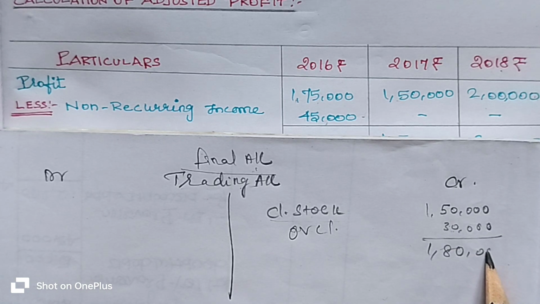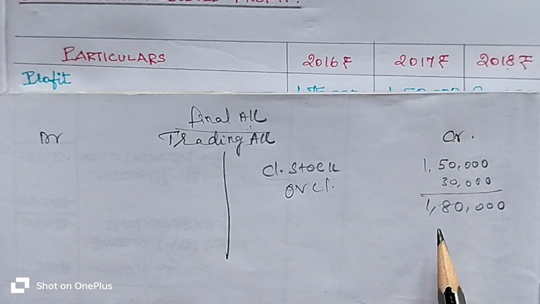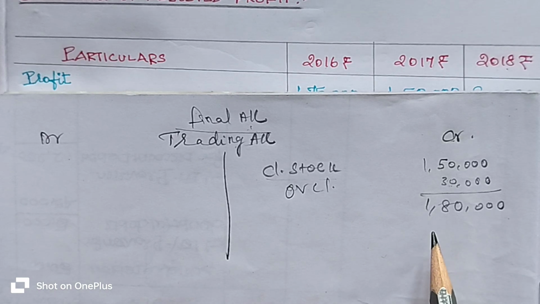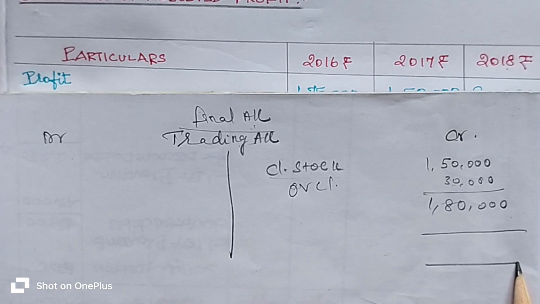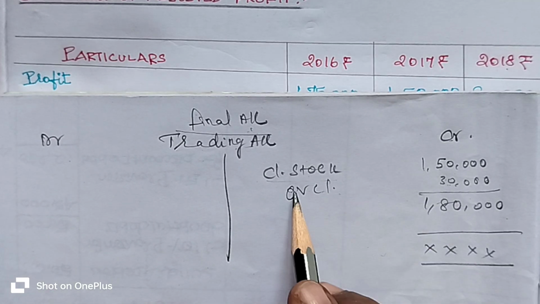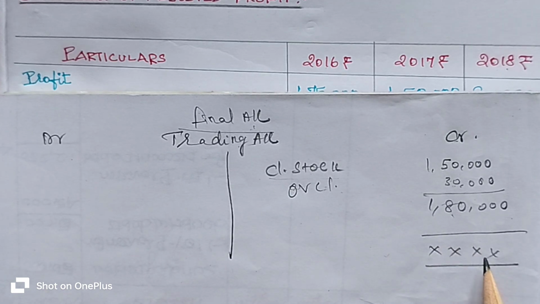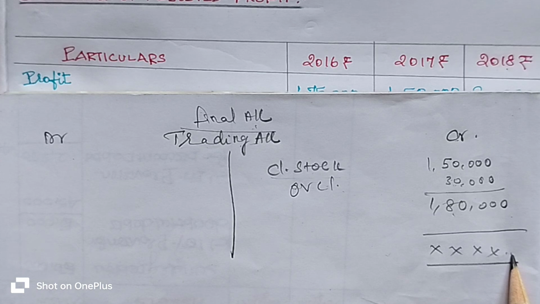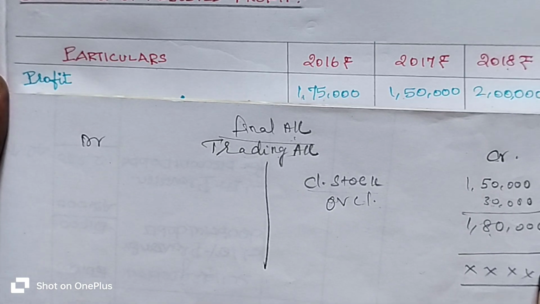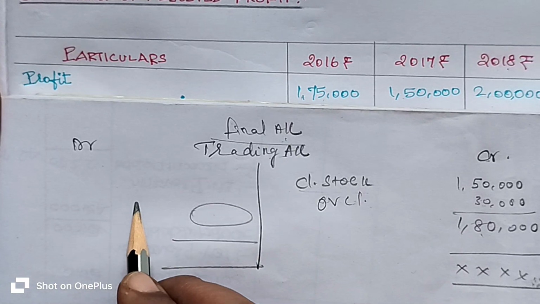So what happens? What we have to do now? The credit side of the total will be increased if, by mistake, the closing stock is overvalued. So the credit side of the total will be increased. If you get the total on the credit side as per the format, you will get the balancing figure on the debit side. That means you will get the profit on the debit side.